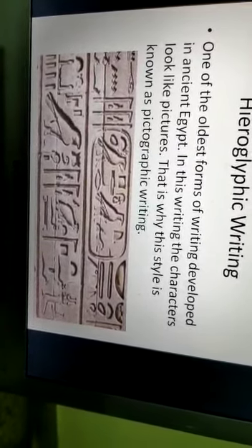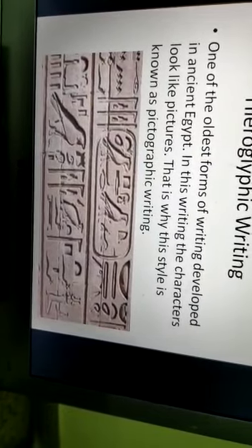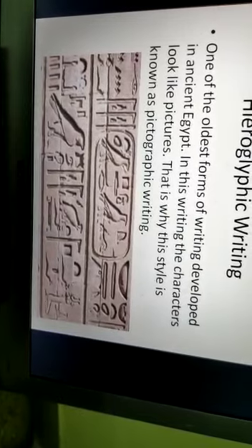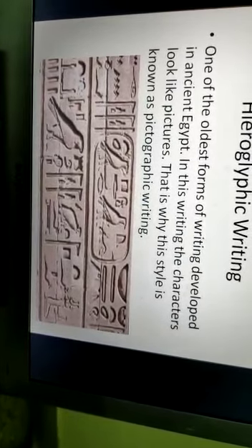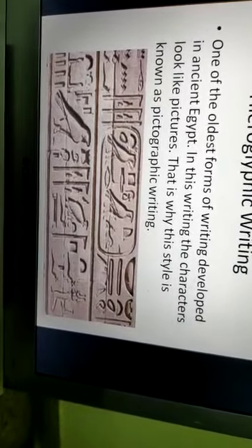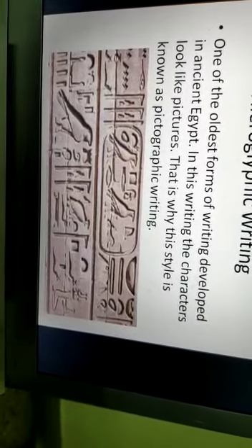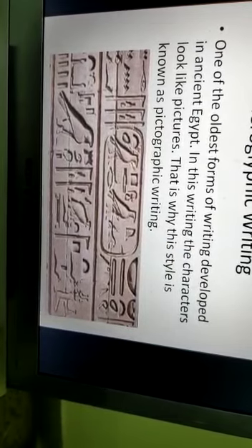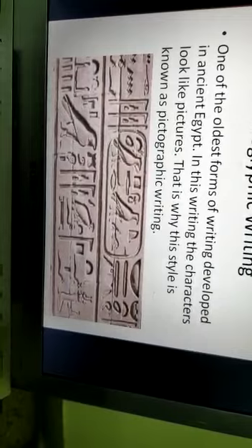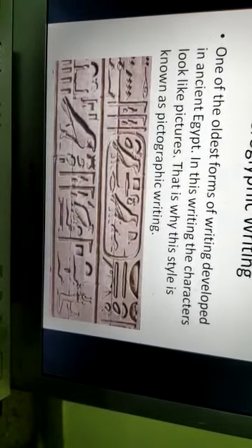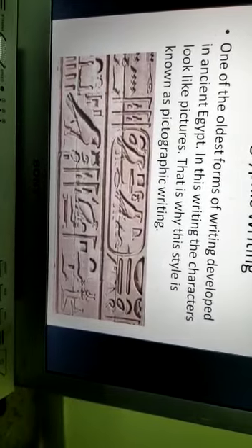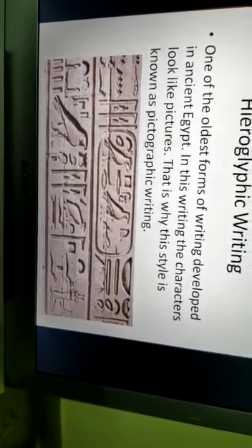Hieroglyphic writing. Hieroglyphic writing means one of the oldest forms of writing developed in ancient Egypt. In this writing, the characters look like pictures. That is why this style is known as pictographic writing. This ancient writing is known as hieroglyphic writing.